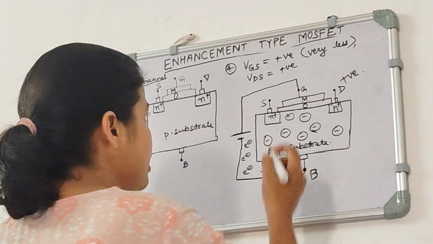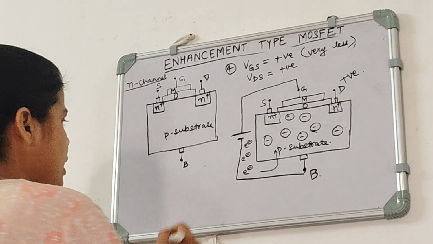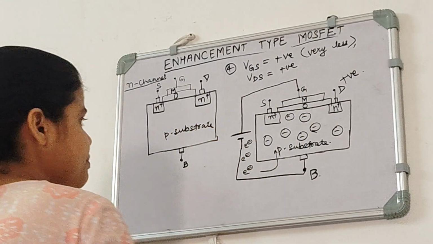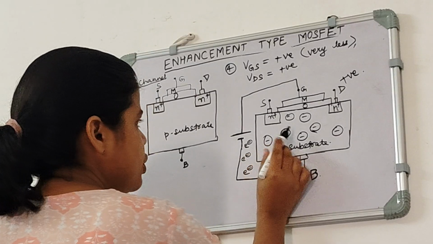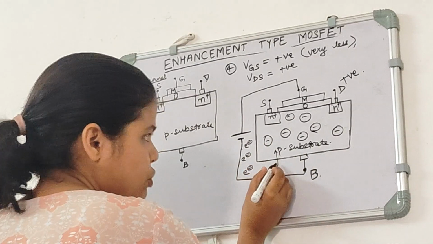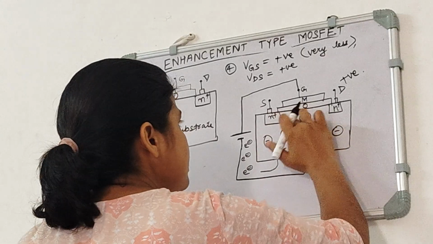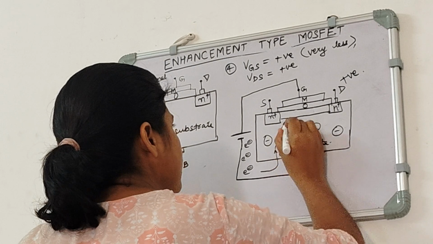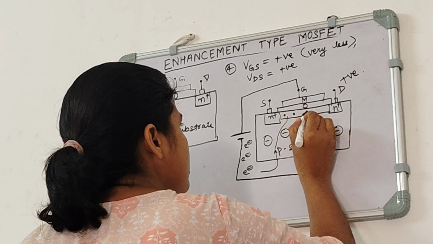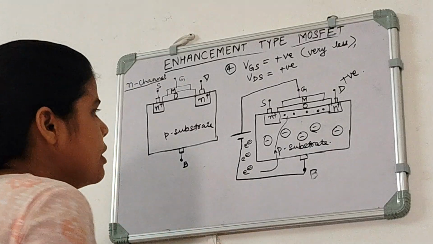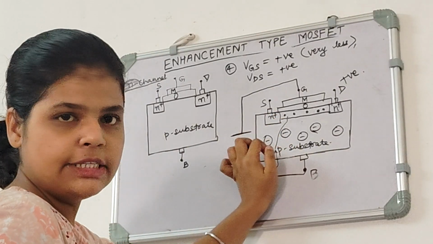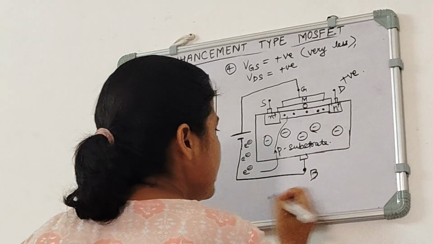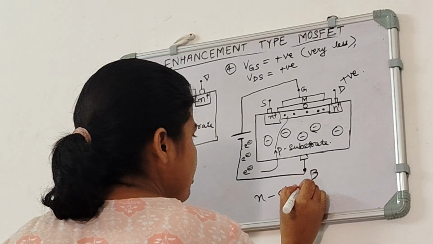But after a certain VGS, that is, if we keep on increasing this positive magnitude of VGS, we will see that after the recombination of all the holes of the P substrate, these electrons will travel and they will form here a channel. They will come and they will form here a channel. Because of these electrons forming the channel, this channel is of N-type material. N-type, that is, we have N-channel formed.